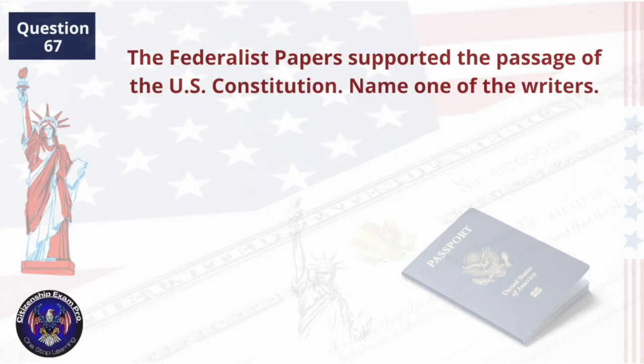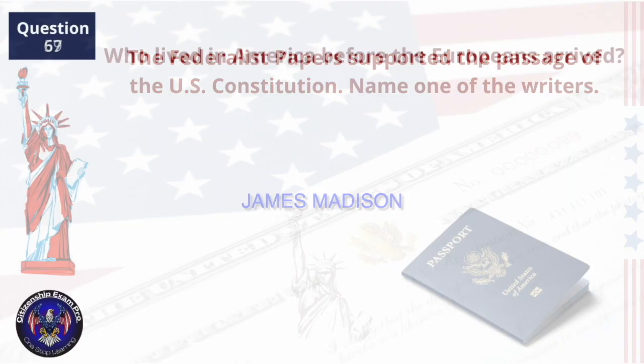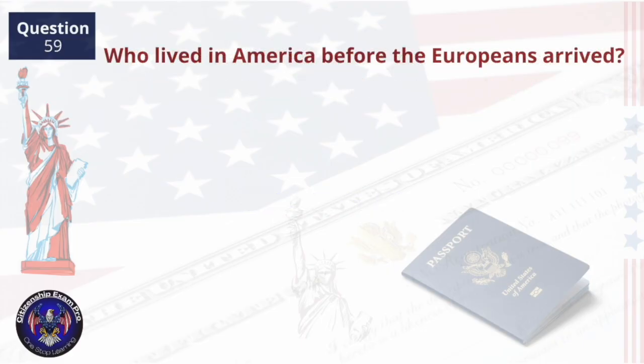The Federalist Papers supported the passage of the U.S. Constitution. Name one of the writers. James Madison. Who lived in America before the Europeans arrived? American Indians.